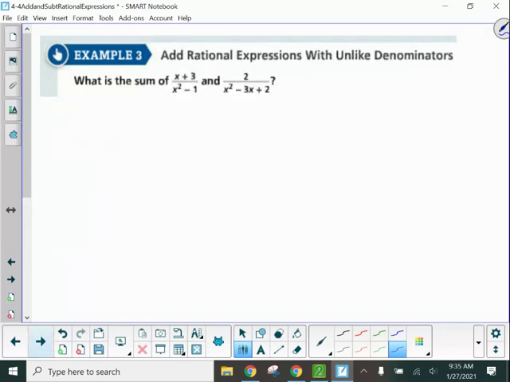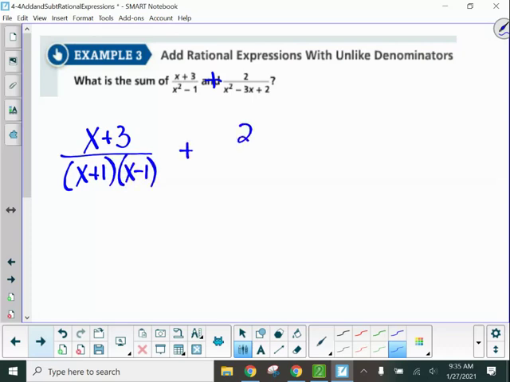So here is example 3. What is the sum? Again, sum is going to be addition of x plus 3 over x squared minus 1 and 2 over x squared minus 3x plus 2. So I'm going to write those out. I am going to factor. So the first one, denominator factors into x plus 1, x minus 1. The second is going to factor into x minus 2, x minus 1.